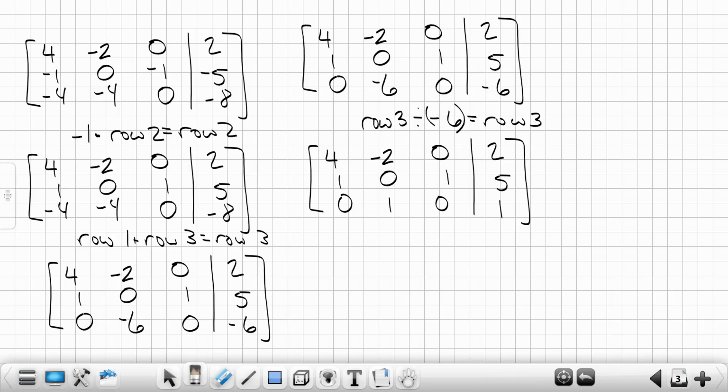Let's do 2 times row 3 plus. I'm going to do a complicated step. 2 times row 3 plus row 1 gives me my new row 1. Okay.